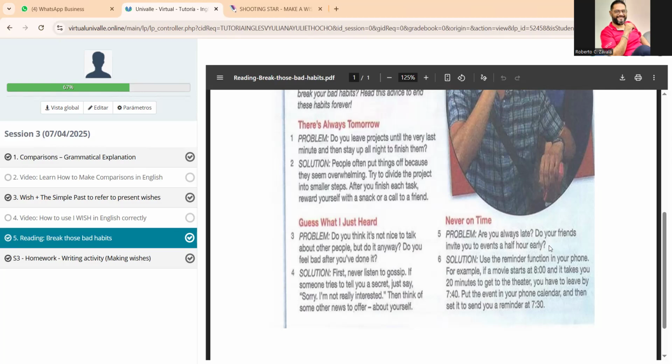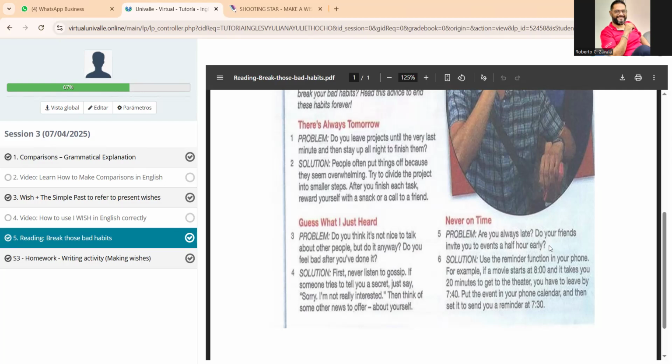Never on time. Problem. Are you always late? Do your friends invite you to events a half an hour early? Solutions. Use the reminder function in your phone. For example, if a movie starts at 8 and it takes you 20 minutes to get to the theater, you have to leave by 7:40. Put the end of the event in your phone calendar and then set it to send you a reminder at 7:30.